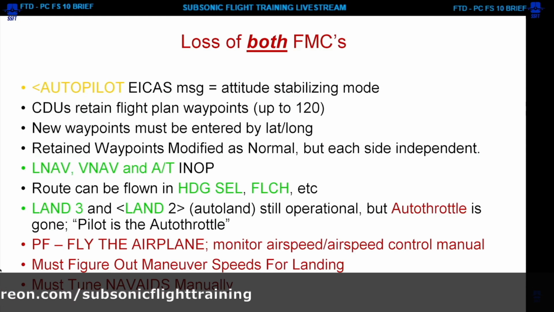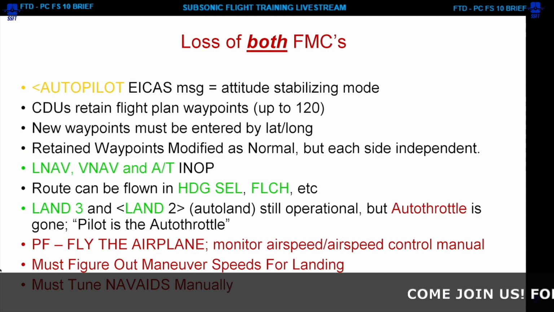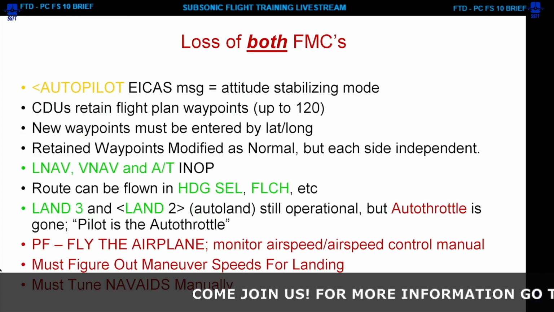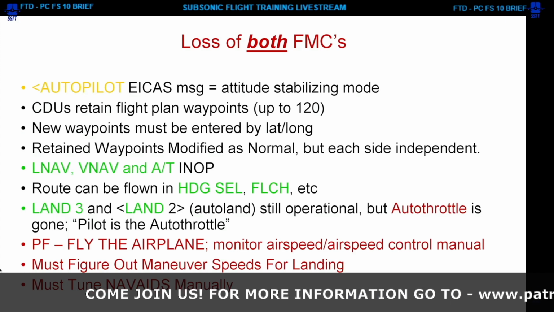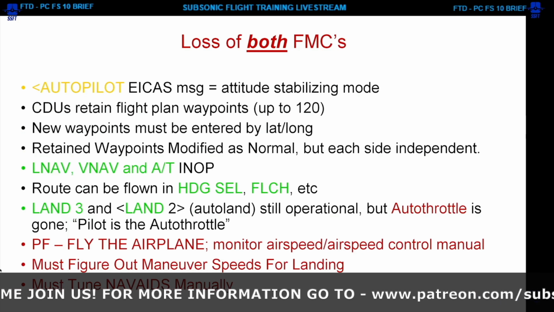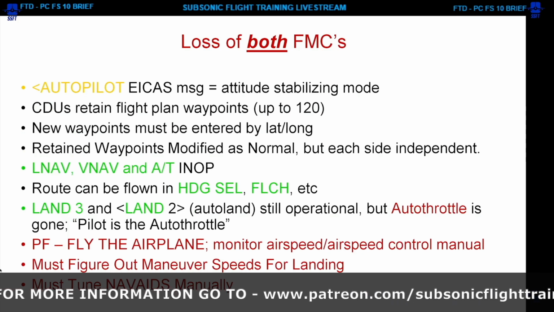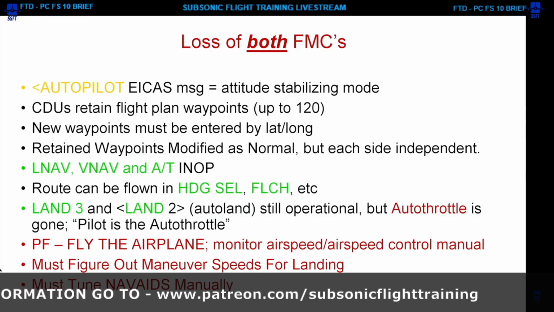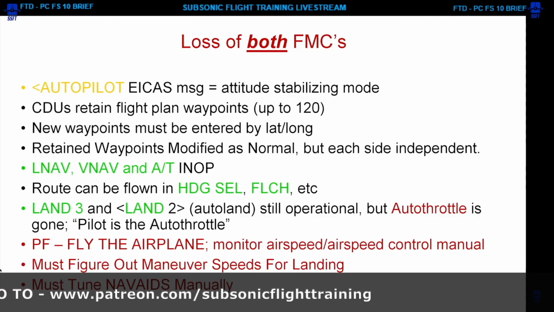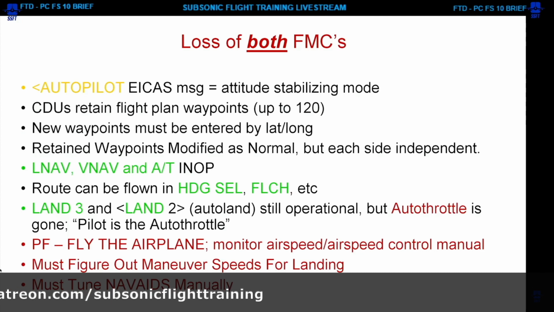So again, the CDUs will retain the flight plan waypoints because, like we said, they are a little microprocessor. They're a little computer that remembers. And so they'll remember up to 120 waypoints in the flight plan. It retains those waypoints at the time of the failure of both FMCs. Any new waypoints have to be entered by latitude, longitude. Any old waypoints, we can call by name, because it remembers that lat long is for that name. But any new waypoints, we have to enter the lat long to go direct to them.